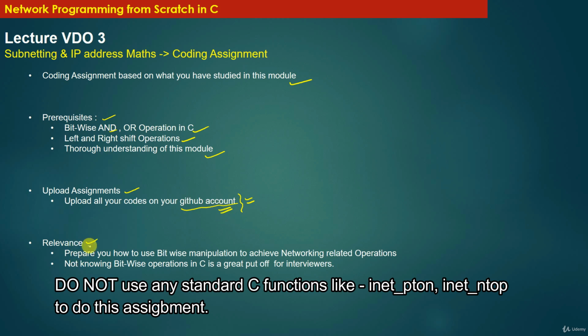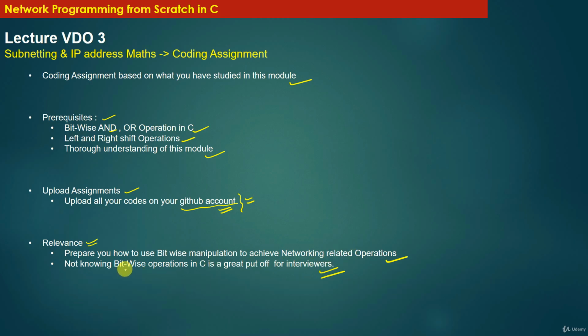The relevance of this assignment is that it will prepare you to use bitwise manipulation to achieve network related operations. Not knowing bitwise operations in C is a great put off for interviewers. Please note that if you are appearing for system programming jobs in the market, you should be thorough with the bitwise operations. So let's go ahead.